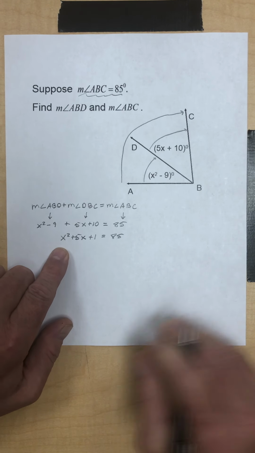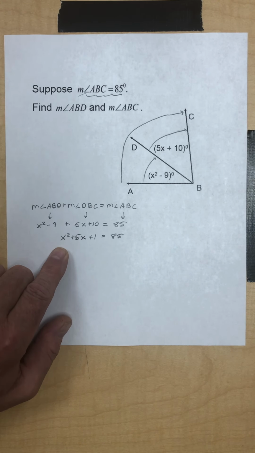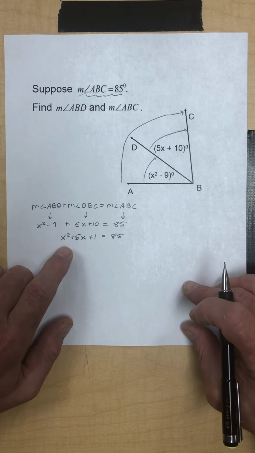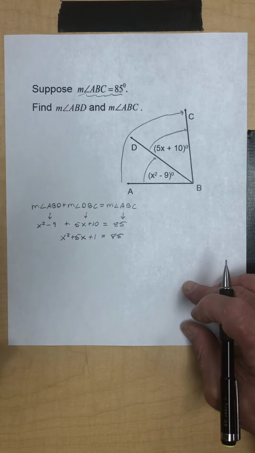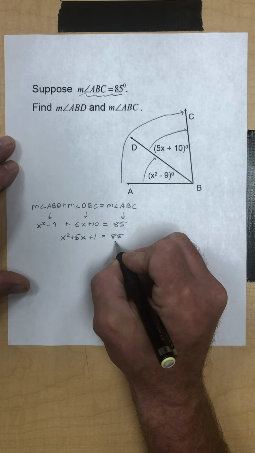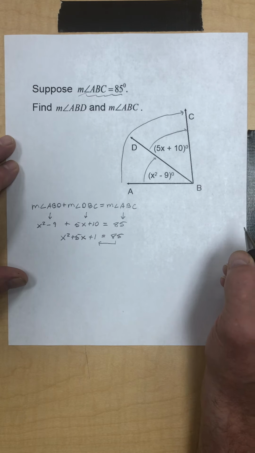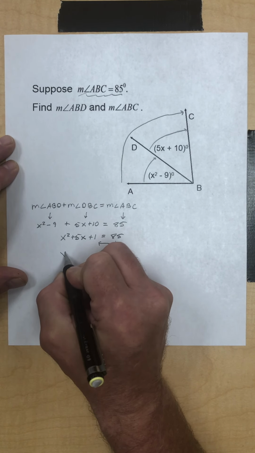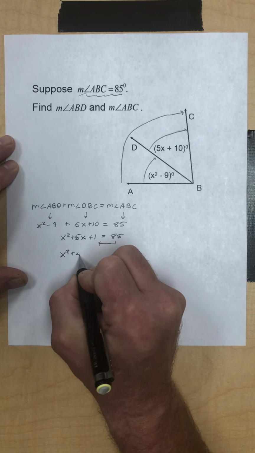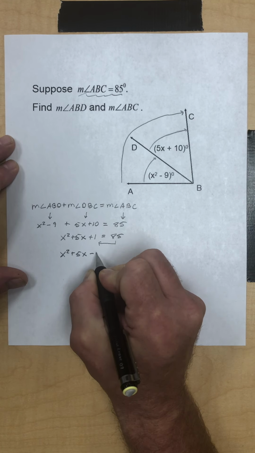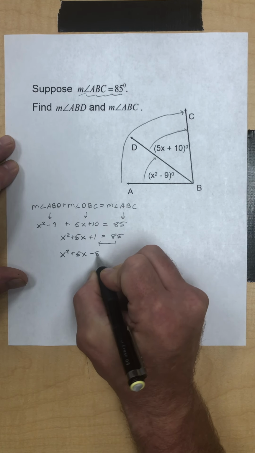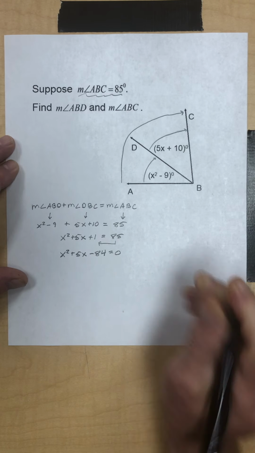And notice that you have this term with x squared in it. Okay, so we have a quadratic, which means that we want to try to solve that by factoring. So to be able to solve it by factoring, we've got to put it in standard form. Okay, so I need everything on the same side. So I'm going to have to subtract 85 from both sides. So I get x squared plus 5x minus 1 minus 85 is negative 84 equals 0.